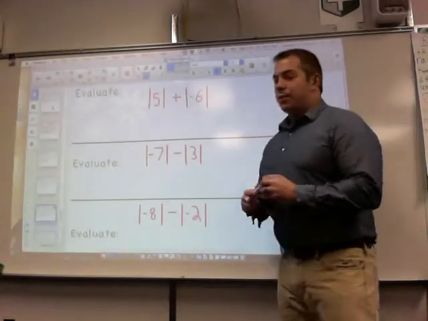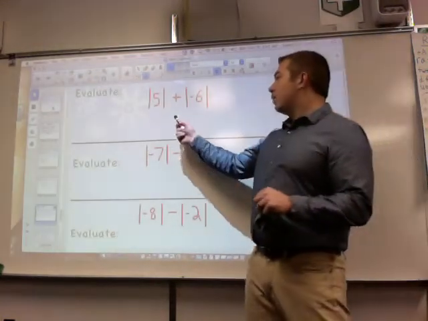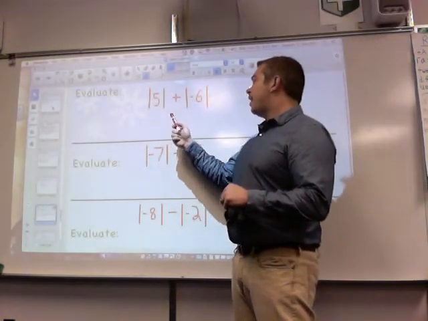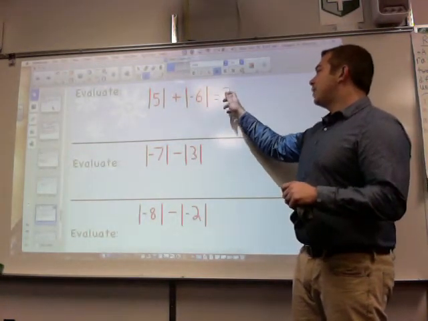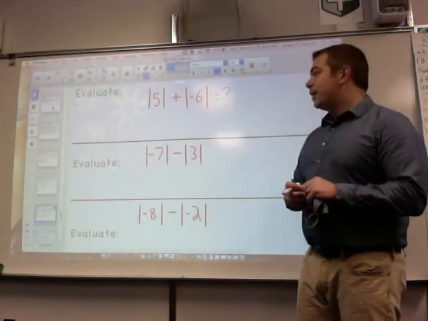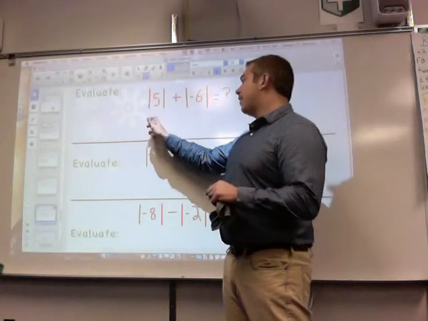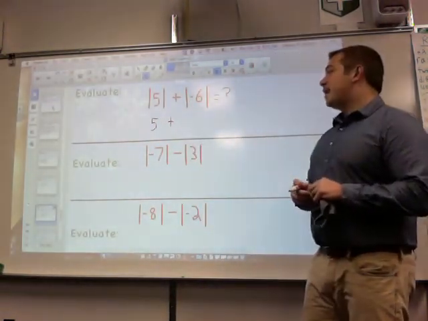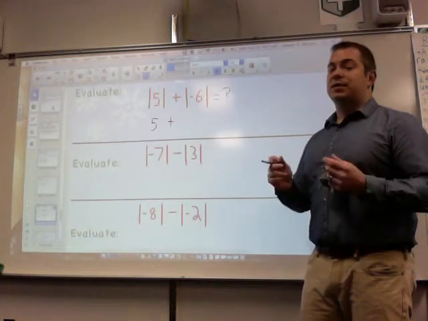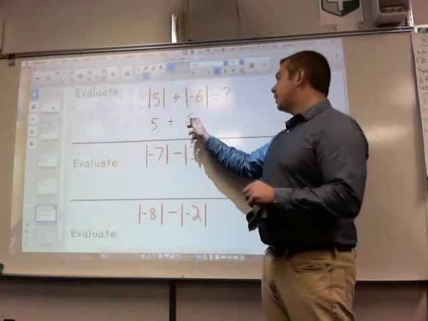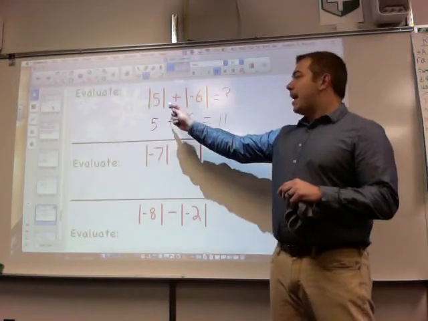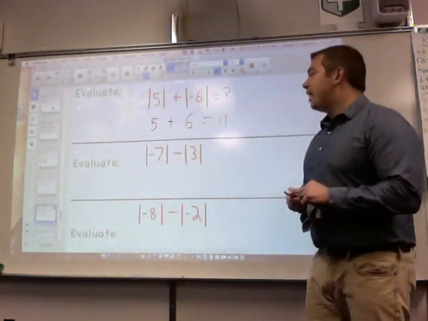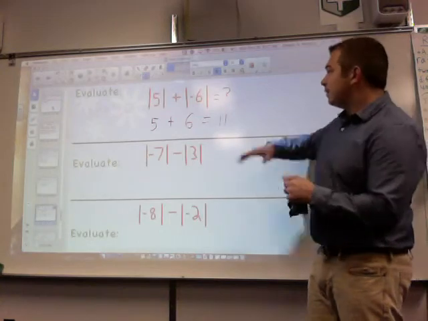Now we can evaluate with absolute value. So I have the absolute value of 5 plus the absolute value of negative 6. Equals, I'm unsure right now. Let's see. How far away is 5 from 0? Well, it's simply just 5. What's the absolute value of negative 6? Well, negative 6 is 6 away from 0, so it's just 6. So 5 plus 6 equals 11. So the absolute value of 5 plus the absolute value of negative 6 equals 11.